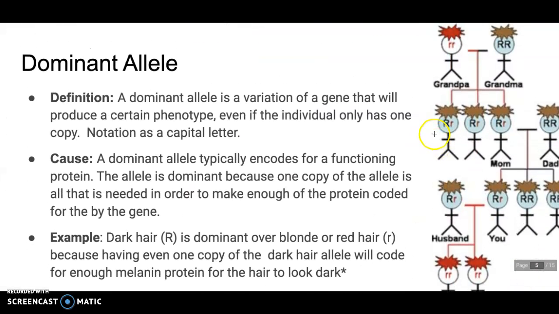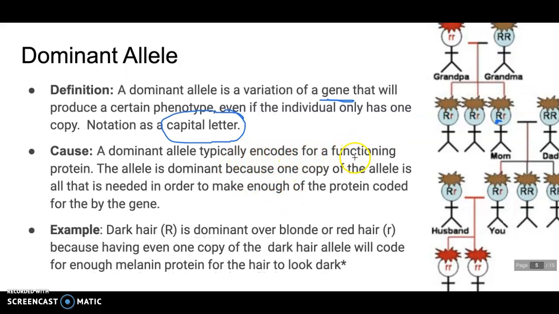And so that's where we come into talking about dominant and recessive. So a dominant allele is a variation of a gene that will produce a certain phenotype even if the individual only has one copy. We always write this as a capital letter, okay? So if here's grandma, grandpa, grandma is homozygous dominant, grandpa is homozygous recessive, their kids will still have that capital R, or the allele for brown hair from grandma, and so they're still going to express that brown hair allele.